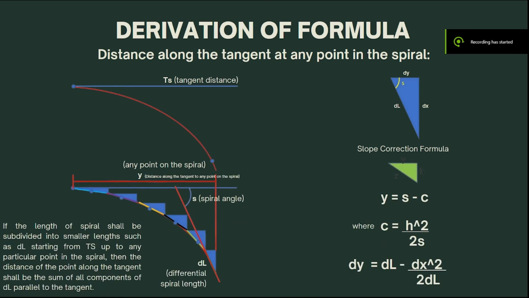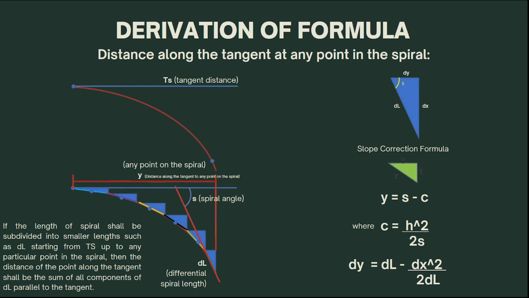Next, we look to derive the formula for the distance along the tangent at any point in the spiral. This is similar to the way we derived the last formula, which is the offset. To derive this formula, we need to note that the length of the spiral shall be subdivided into smaller lengths, such as dl starting from TS up to any particular point in the spiral. Then the distance of the point along the tangent shall be the sum of all components of dl parallel to the tangent, instead of perpendicular like the offset formula.